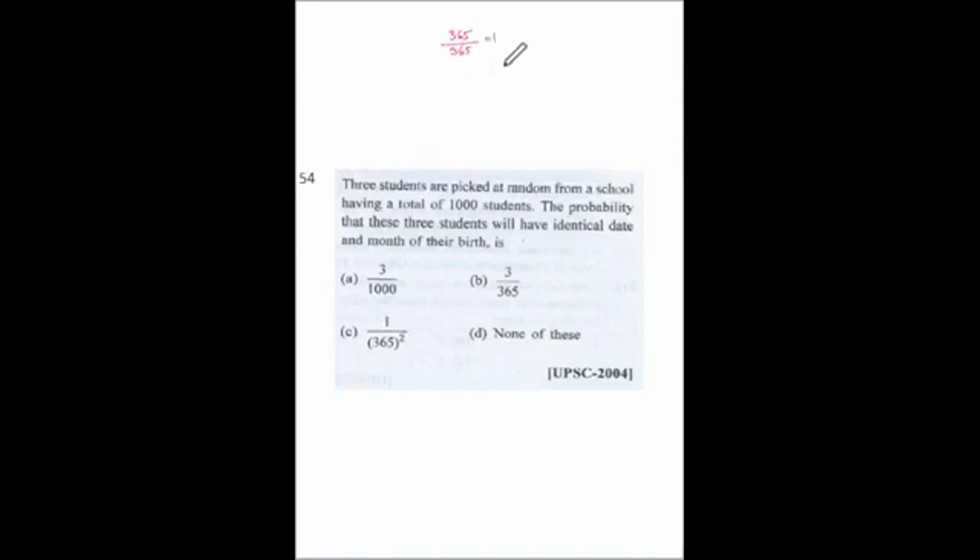So this is 1. Now one date has been selected. Now for the second student this date, and for the third student the same date has to be the date of birthday. So favorable is only 1 and total is 365, and same for the third, favorable is 1 and total is 365. These are independent of each other. So 1 into 1 upon 365 into 1 upon 365, which comes 1 upon 365 square. So the answer is C.